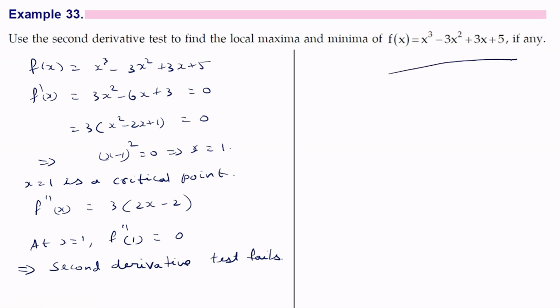So if we consider the number line from minus infinity to infinity, we have one critical point which is 1. So here we can see that to the left of 1, that is in the left neighborhood of 1, f dash of x is 3 into x minus 1 the whole square. So in the left neighborhood of 1 it is positive, and in the right neighborhood of 1 also it is positive.